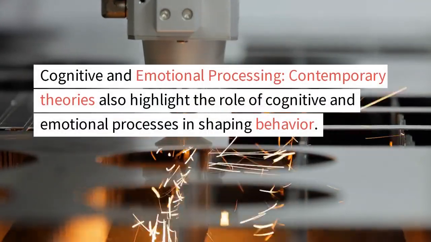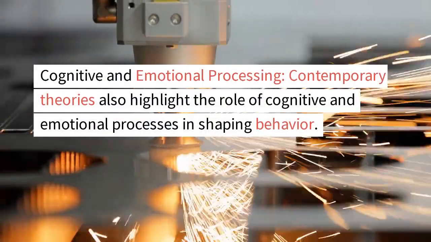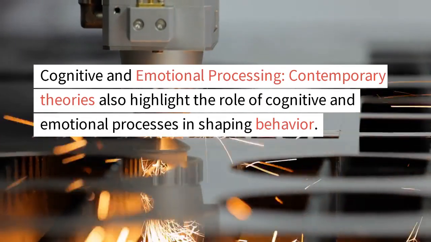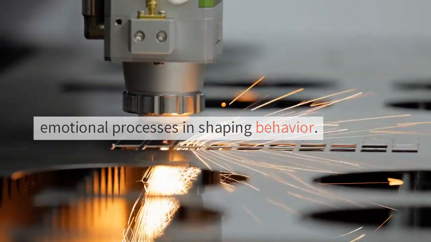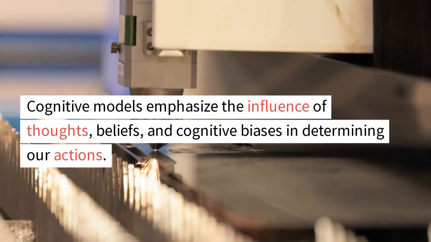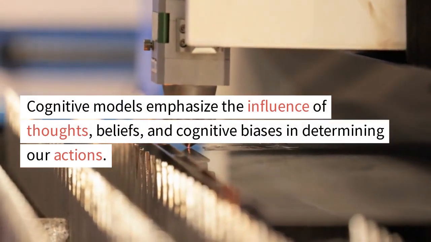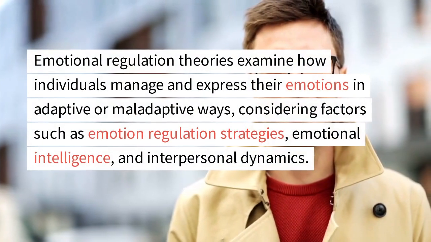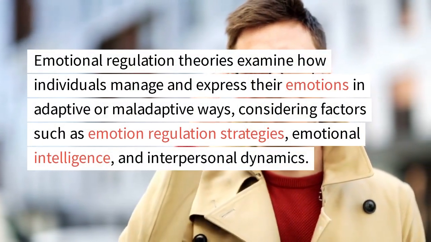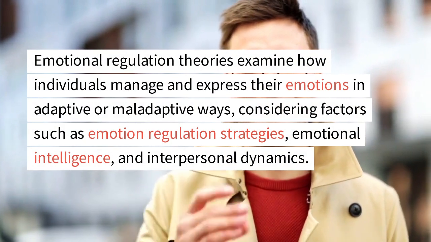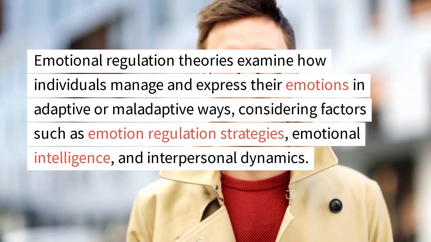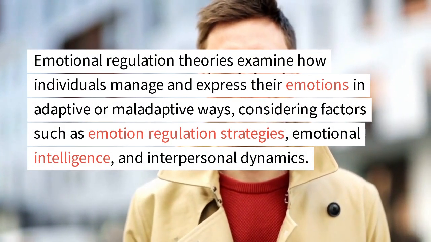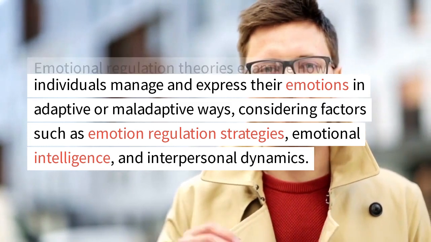Cognitive and emotional processing. Contemporary theories also highlight the role of cognitive and emotional processes in shaping behavior. Cognitive models emphasize the influence of thoughts, beliefs, and cognitive biases in determining our actions. Emotional regulation theories examine how individuals manage and express their emotions in adaptive or maladaptive ways, considering factors such as emotion regulation strategies, emotional intelligence, and interpersonal dynamics.